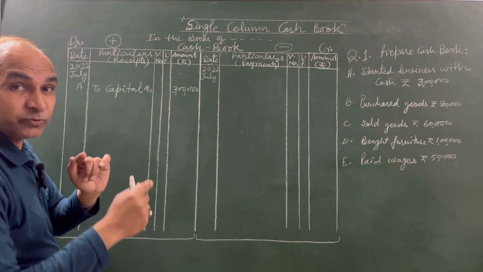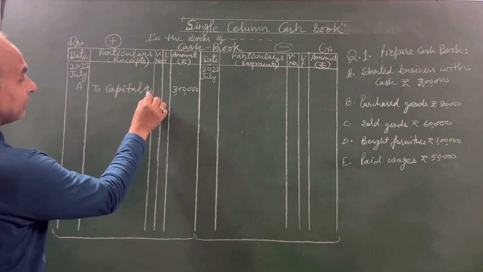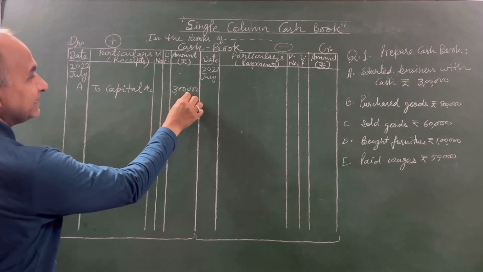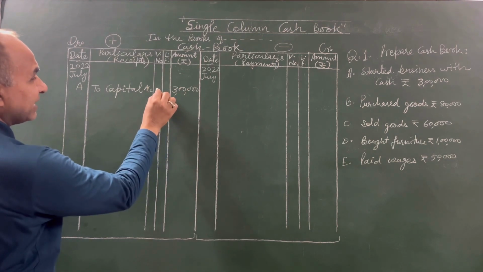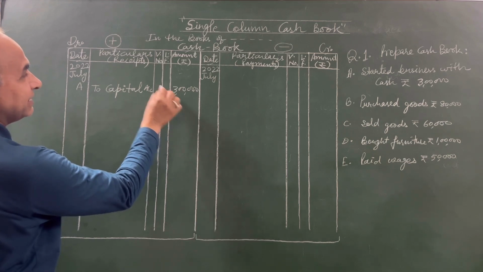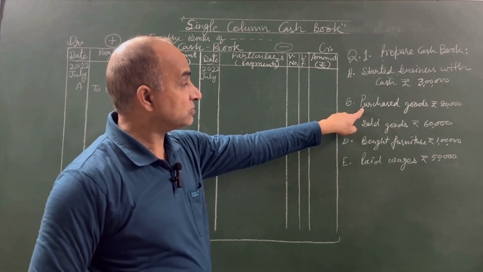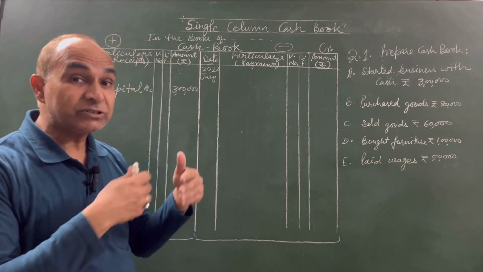So from the business point of view, if we think, we will write here to capital account. Amount received is rupees 3 lakh. These columns are left blank if nothing is given in the question. I am talking about voucher number and ledger folio. Then see the second transaction, purchased goods. Simply purchased goods for cash.